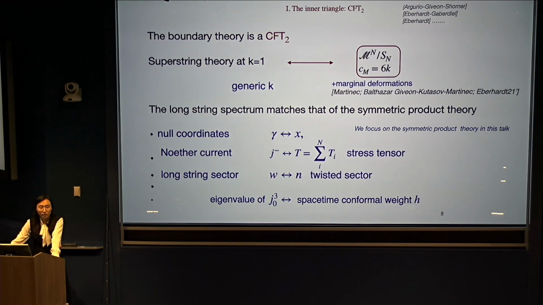There are lots of discussions and debates. The clean result is at k equals 1, where the short strings just disappear, and the long strings, this continuous description, just get truncated to the only allowed value of j that equals a half. And there, the holographic dual has been argued to be the symmetric product.